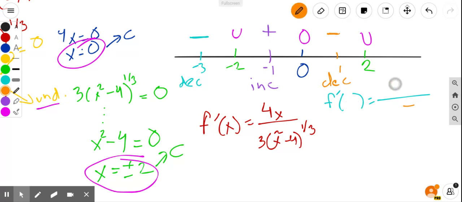All right, last but not least, I'm going to use a positive 3. So update here to put it at positive 3. If I plug a positive 3 in for the x, I would get a positive 12 up top. Positive 3 in there, that's 9. 9 minus 4 is positive. Cube root of a positive is positive. 3 times a positive is positive. So the denominator is also positive. And if you divide positive by positive, you get positive. So that means in this interval, it's increasing.